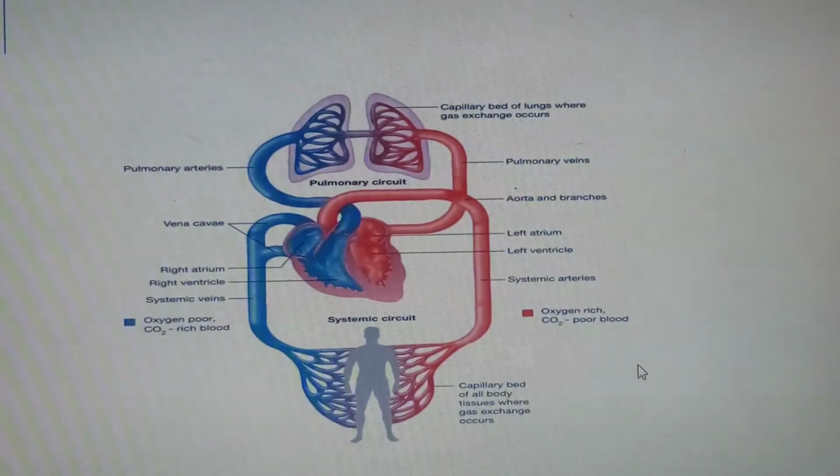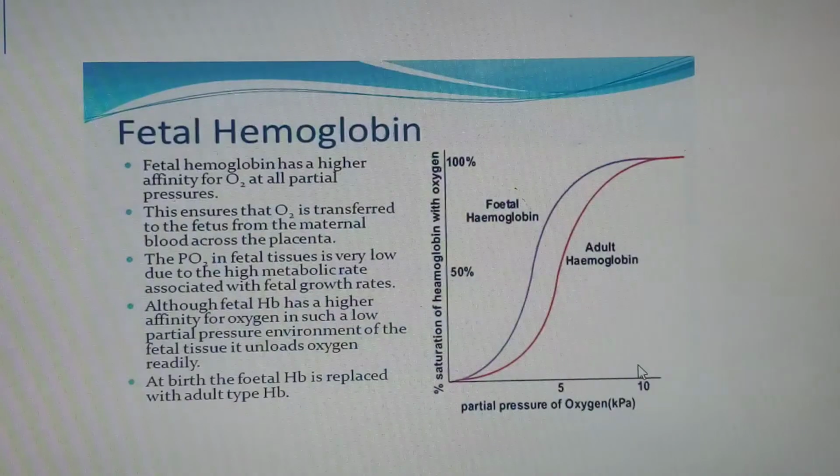However, I told you that because the lungs are not functionally capable of purifying, by way of oxygenating, the oxygen-poor blood, we have to have a special type of circulation, and that's what we call fetal circulation. This fetal circulation is going to be efficient because fetal hemoglobin has a high affinity for oxygen.